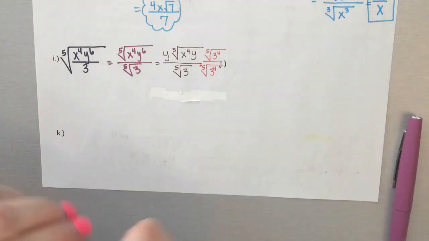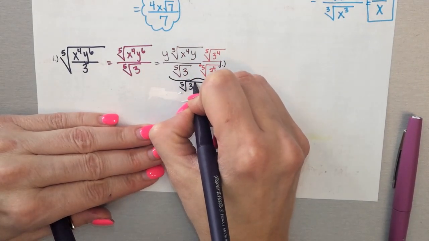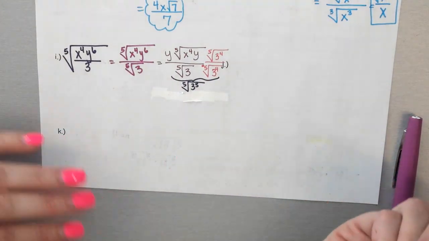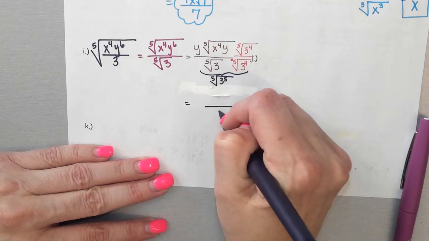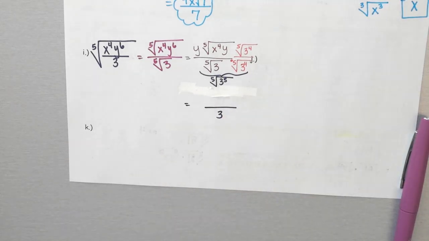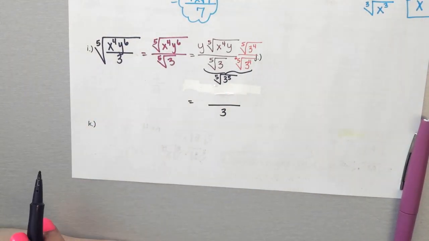you are going to get the fifth root of 3 to the fifth. And when that happens, it cancels out, and what are you left with? Yes, you are left with 3. Right? The fifth root of 3 to the fifth cancels, you get 3. Okay?